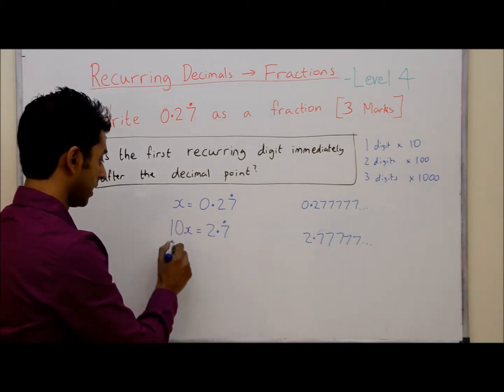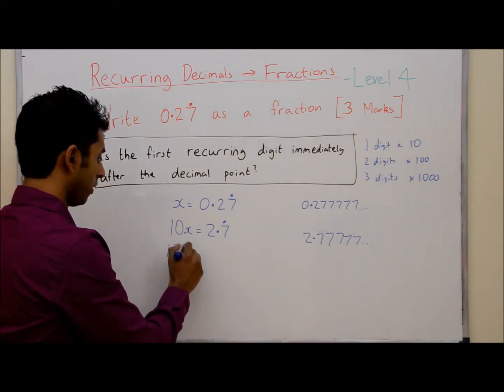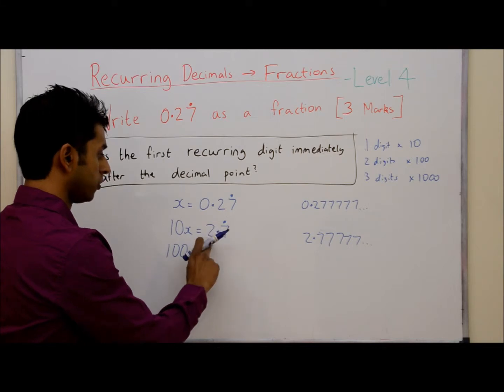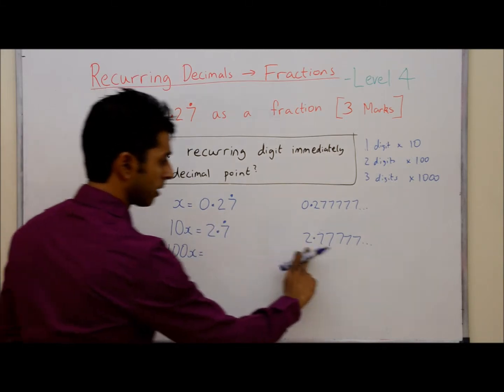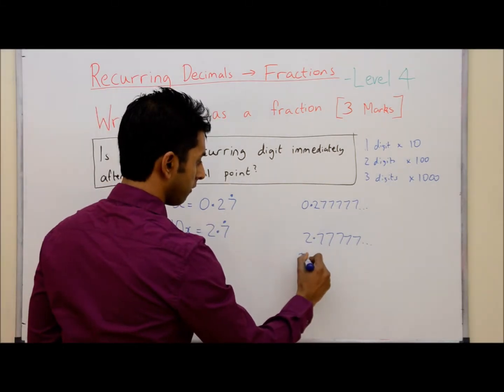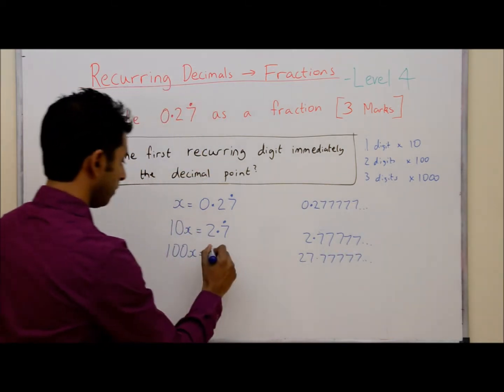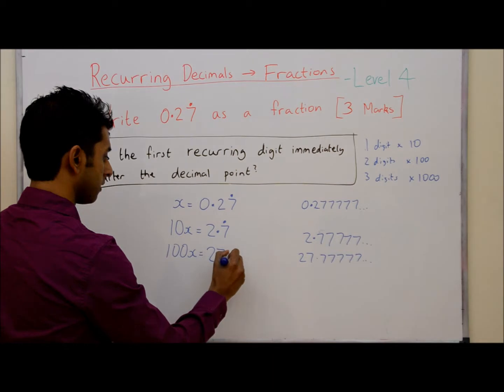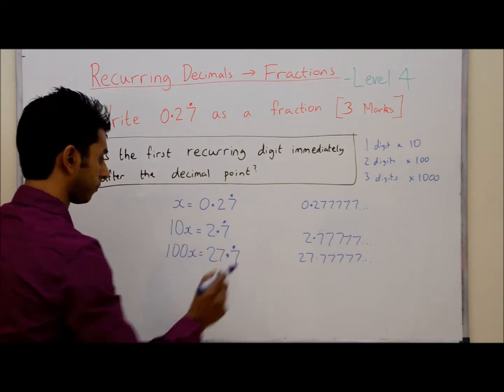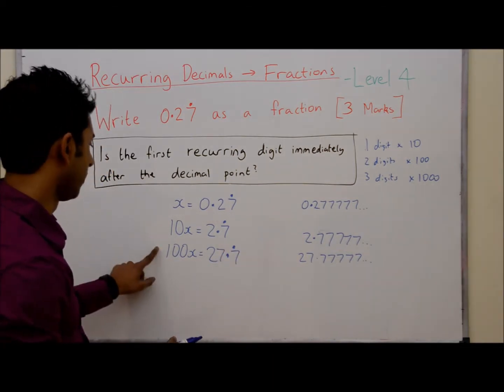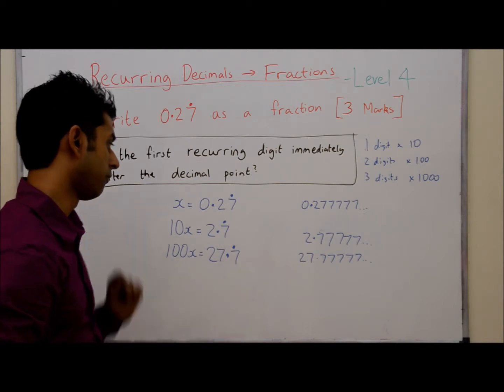So 10x times 10 is 100x. And 2.7 recurring times 10, it might be easier to do it here, that will give us 27.77777, so 27.7 recurring. So 100x is equal to 27.7 recurring.